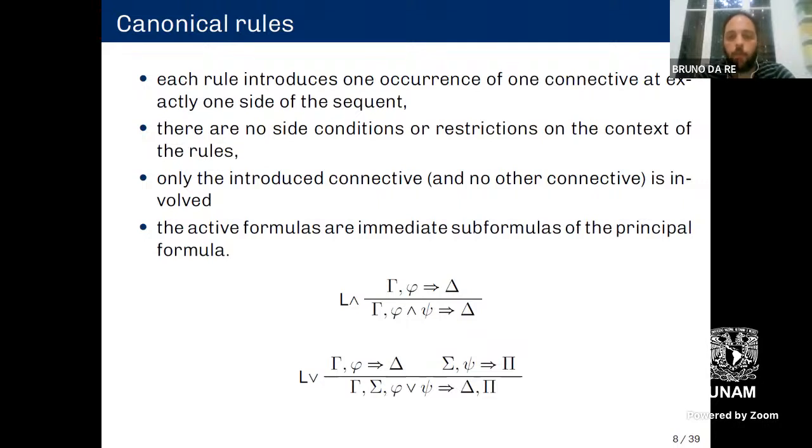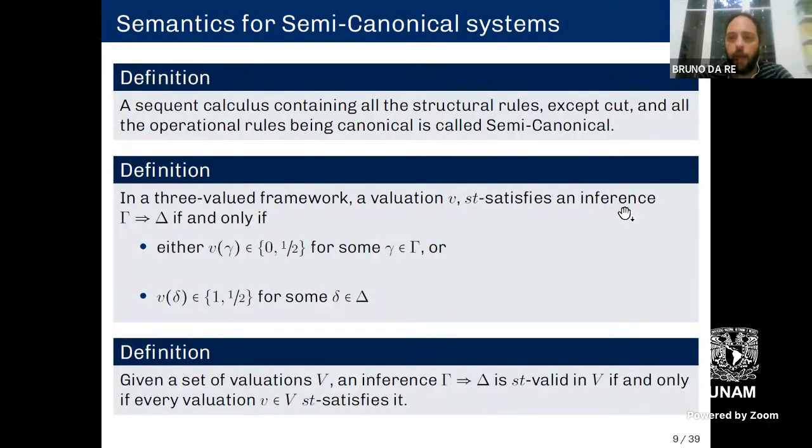So the idea of Avron and collaborators was just to give a name or concept for these well-behaved rules and study the properties of these rules. And Lahav, in his paper, names a sequent calculus containing all the structural rules except cut, and all the operational rules being canonical, as semi-canonical. And he gives a semantics for this kind of sequent calculus. In changing a bit the terminology, the idea is that the semantics of this cut-free sequent calculus is based on this ST notion of satisfaction.